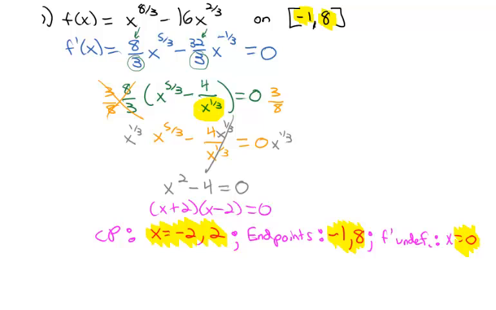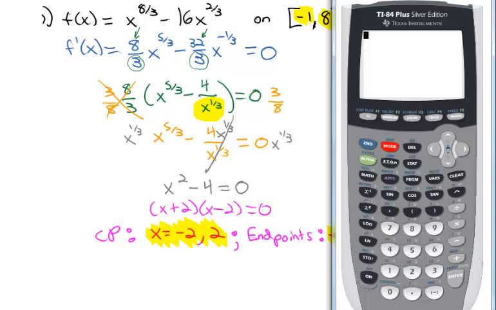So let's use our calculator to do the dirty work. Pulling up our calculator, we'll hit y equals to put the equation in. We've got x raised to the 8/3. You may have to do that in parentheses if you have a TI-83. So it's supposed to be x to the 8/3, minus 16x to the 2/3. And again, on an 83, you have to put that in parentheses, and hit enter.